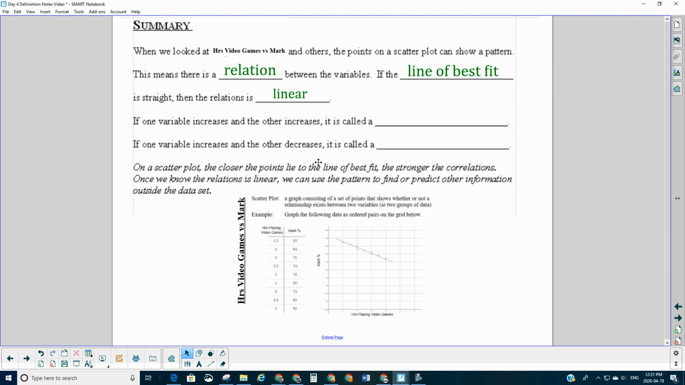And if as one variable increases, the other increases, that's a positive correlation. We just learned that. And if one variable increases and the other decreases, then it's a negative correlation. This would be an example of a negative correlation because as the number of video game hours increases, your mark decreases.